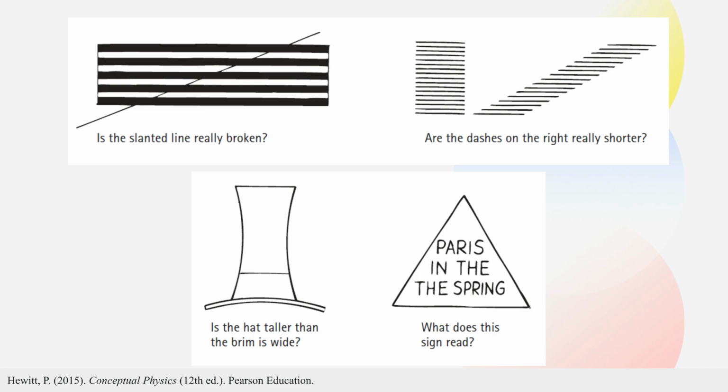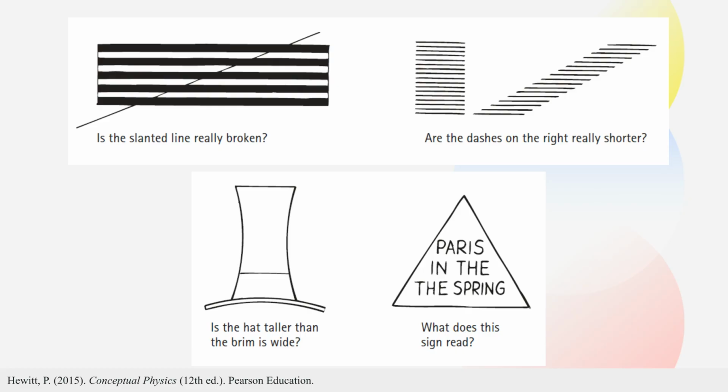Here are two more optical illusions to test your visual perception. On the left, is that slanted line really broken? On the right, are the dashes on the tilted side really shorter than the horizontal ones? Although your eyes tell you that the line is broken and the dashes are unequal, they are actually perfectly straight and identical. Surrounding patterns can easily distort our vision.